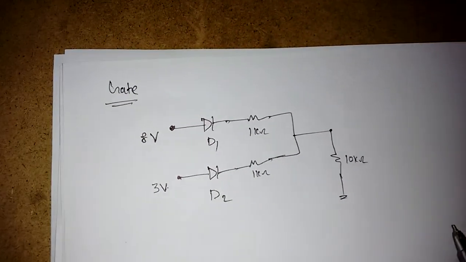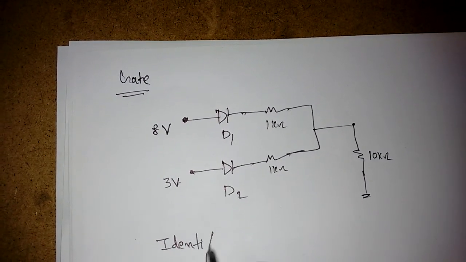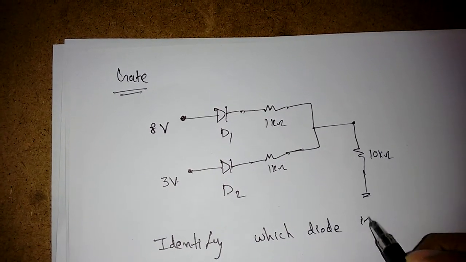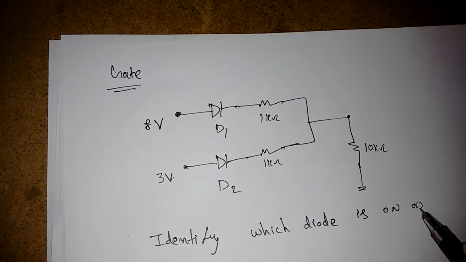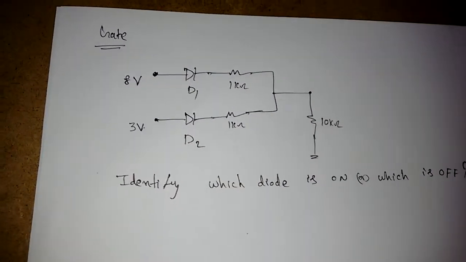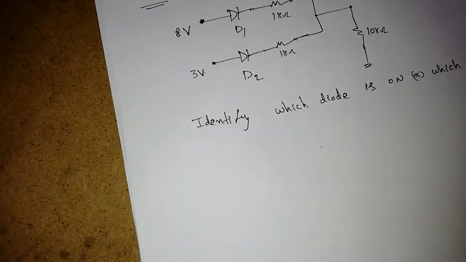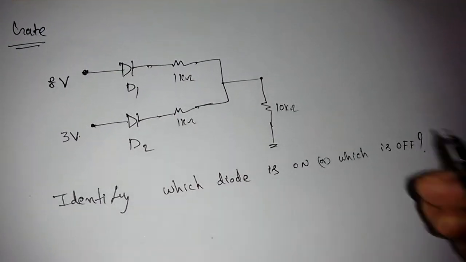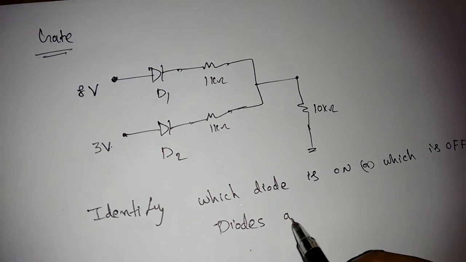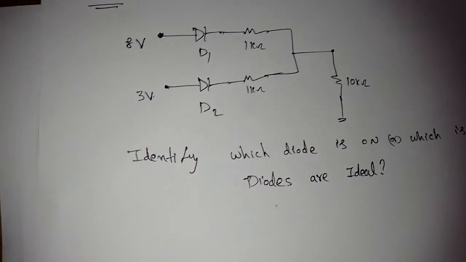So what we need to find is to identify which diode is on or which diode is off. So this is the question, and it's very easy to solve. If they say, or if they ask, assume that the diodes are ideal. For practical conditions, we will also discuss that, but not now.